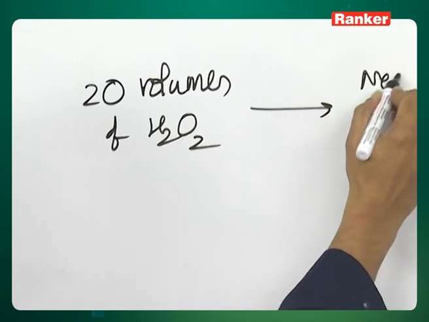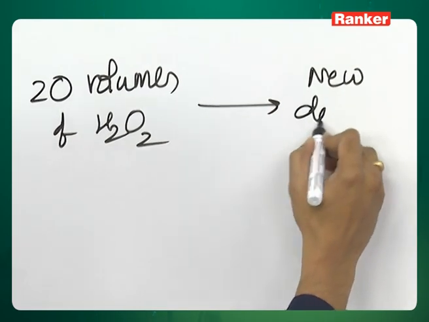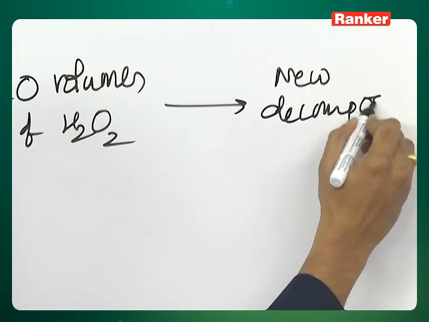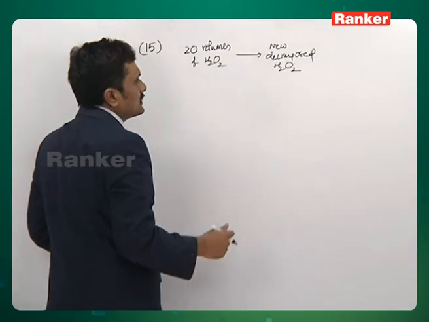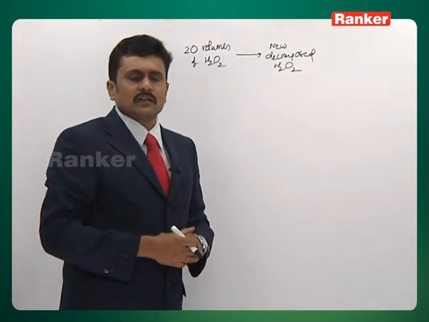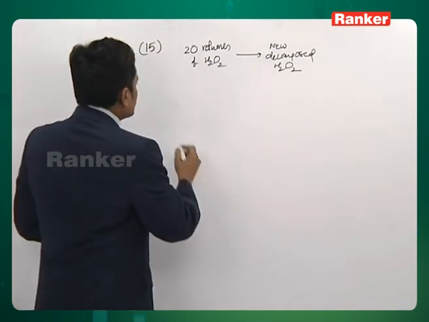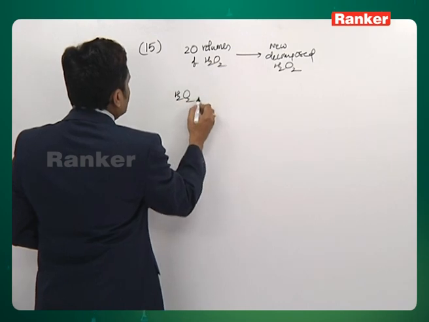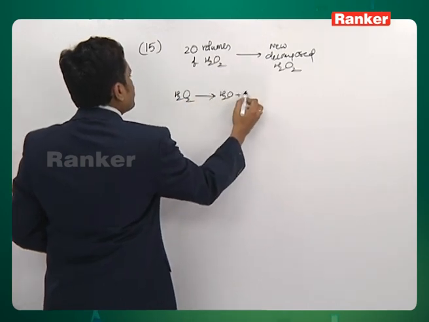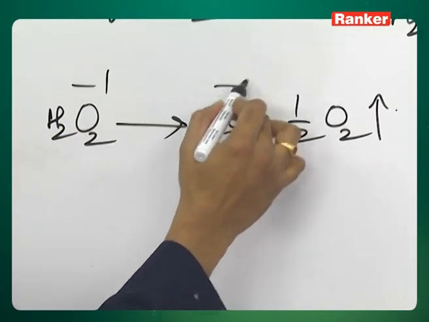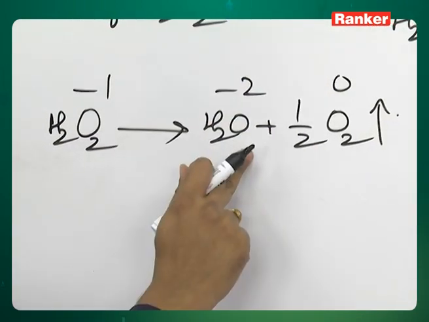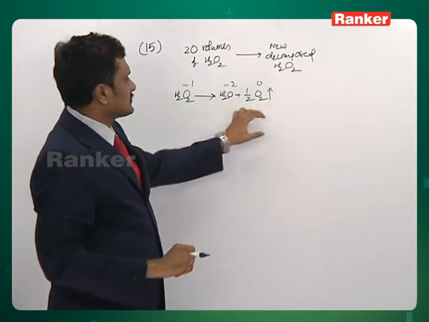Then we got a new sample, a decomposed sample of H2O2. Its volume strength obviously will decrease because of the decomposition of H2O2, because you know that H2O2 decomposes at room temperature itself. It's a disproportionation reaction. You can see the change in oxidation state from -1 to -2, that is the reduction, as well as the oxidation.